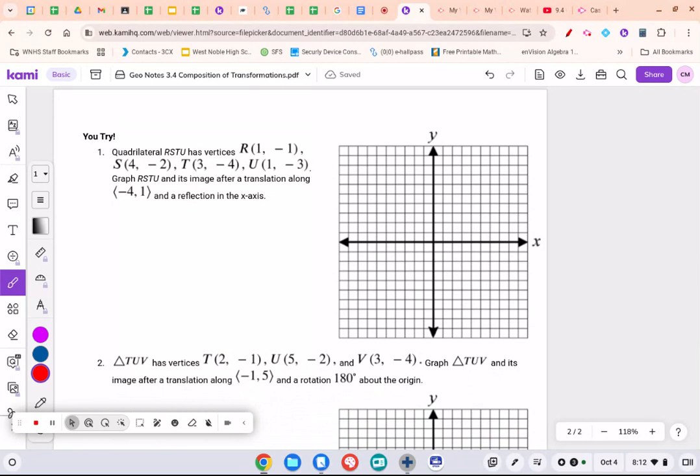All right, I'm going to go ahead and go for it. Hopefully you paused and took a couple minutes to go through this. We have to plot our original, so R is 1, -1. S is 4, -2. T is 3, -4. U is 1, -3.